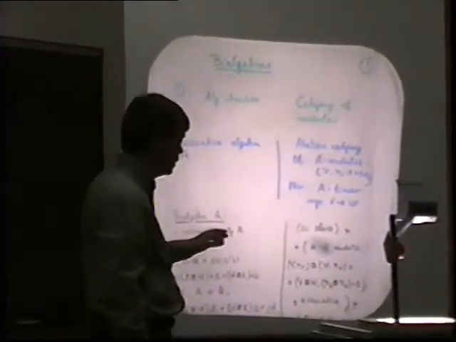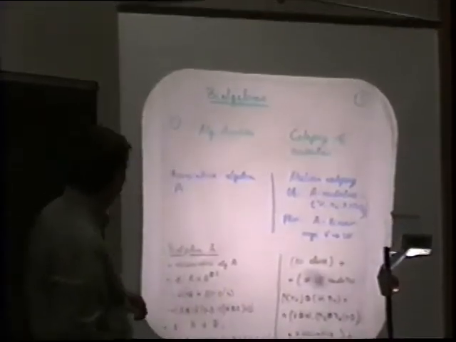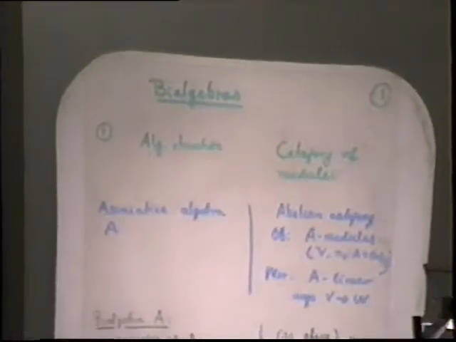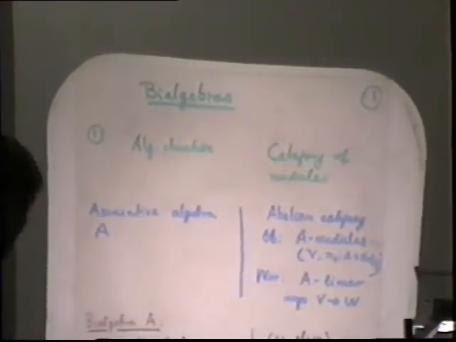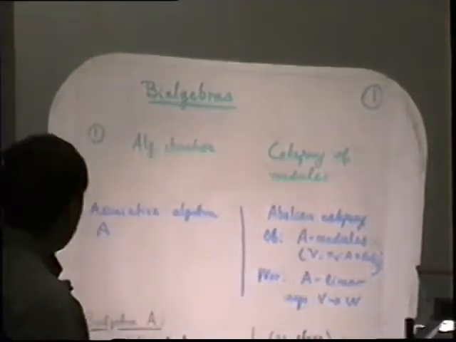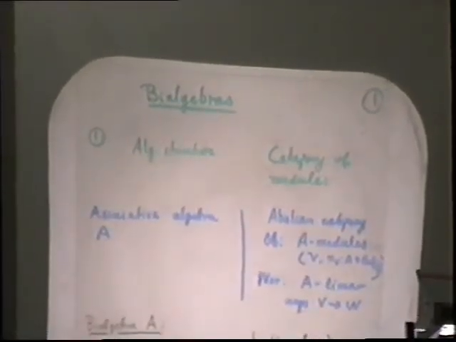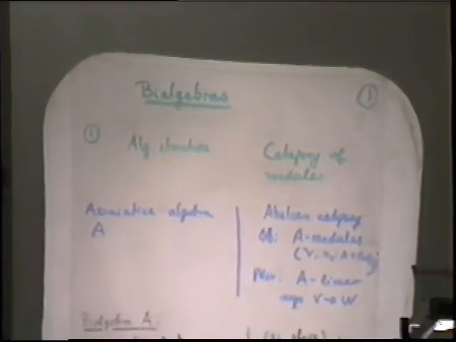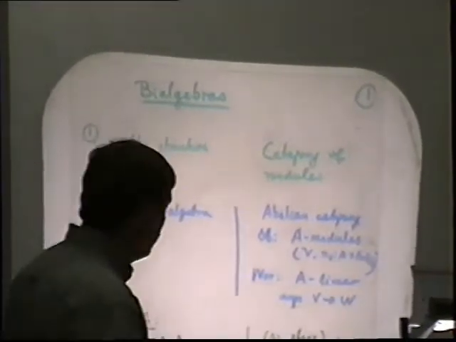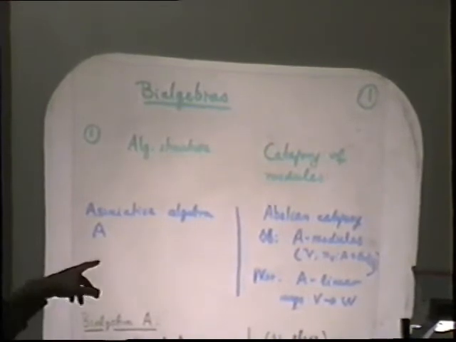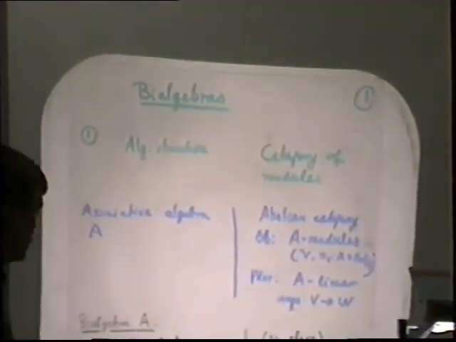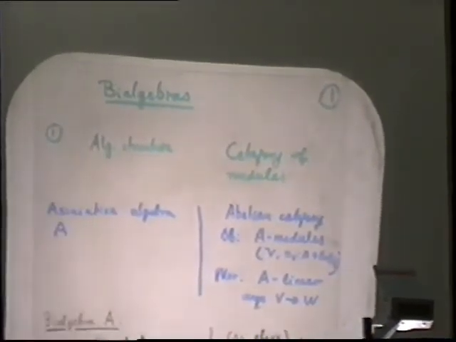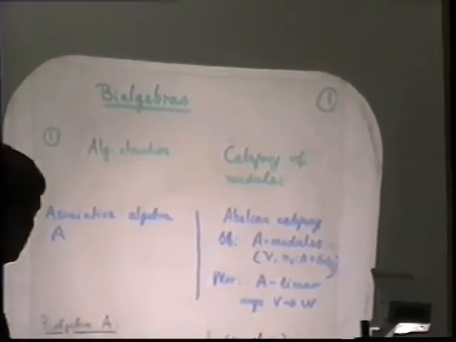So let's start from the very beginning, and I'll have this list of algebraic structures on the left, and the properties of the category of models over these algebras on the right. So first, the natural structure is an associative algebra, say, over some base field. Then the category of models over A is an abelian category where objects are vector spaces together with a homomorphism of algebras from A to endomorphisms of V. And morphisms in this category are A-linear maps between vector spaces.